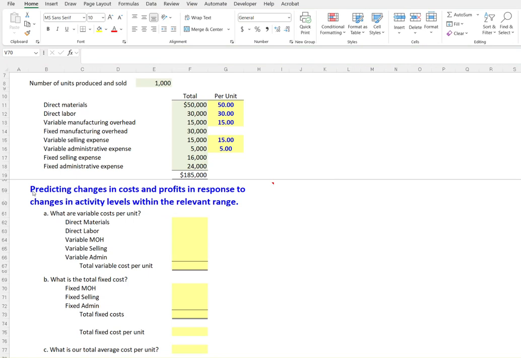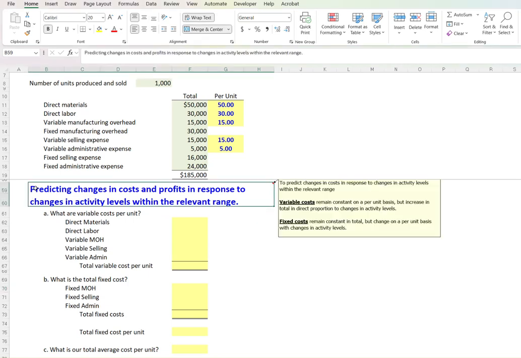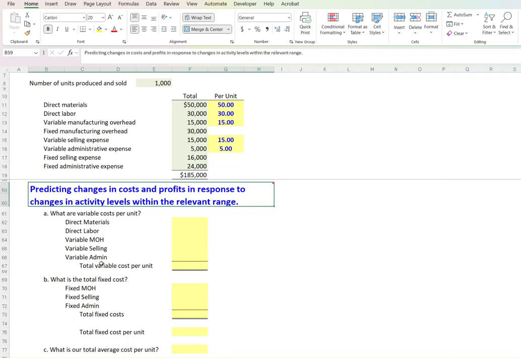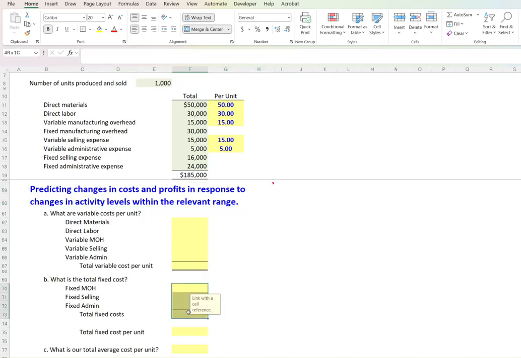Now we're going to look at how our costs change in response to changes in our activity levels within our relevant range. And when we're doing that, we need to make sure that we break our costs down into variable and fixed, because our variable costs will increase in total. They remain constant on a per unit basis, but will increase in total, while our fixed costs will remain constant in total, but we find they decrease per unit if we produce more units, or our cost per unit will increase if we produce fewer units. So what's our variable cost per unit?